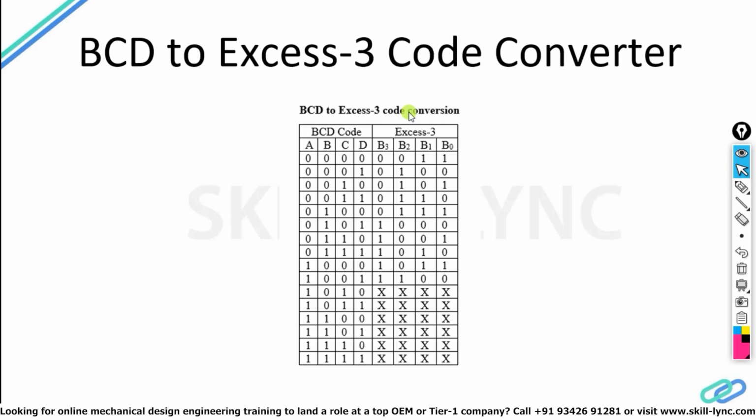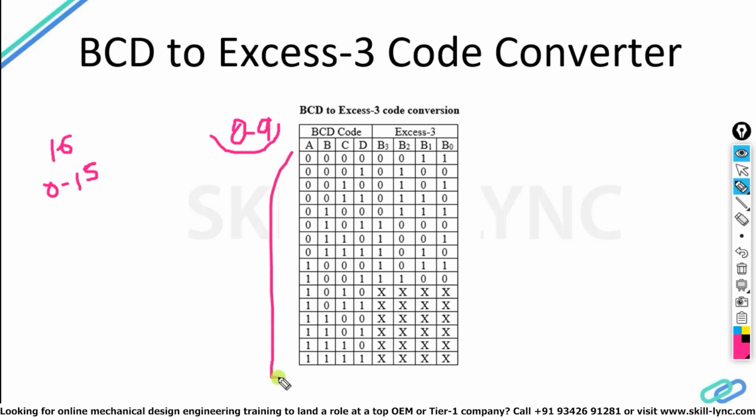Next code converter is BCD to excess-3. Now it is a BCD number, and we know that a BCD number is from 0 to 9. But when we have to use it in a converter, we have to take all the 4-bit possible combinations. And 4 variable possible combinations are 16, meaning 0 to 15. But a BCD number is still 0 to 9 only. Now this is a problem. How can we tackle it?